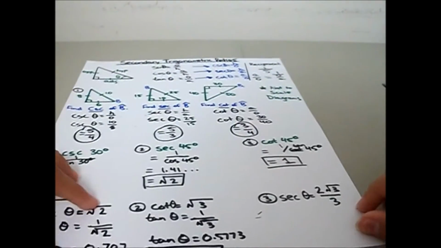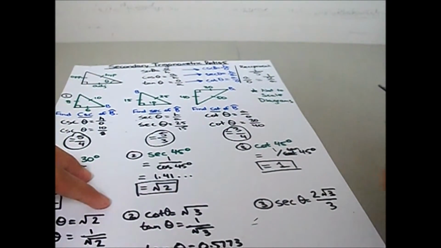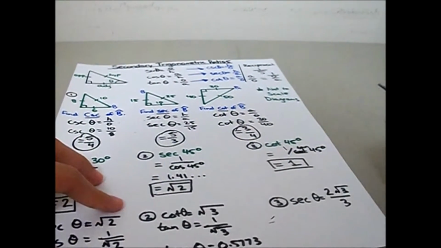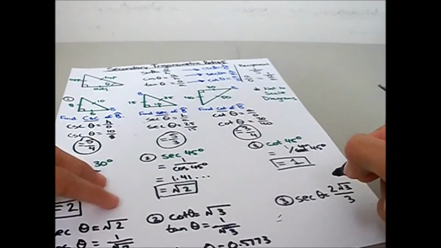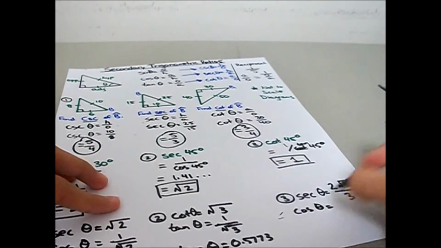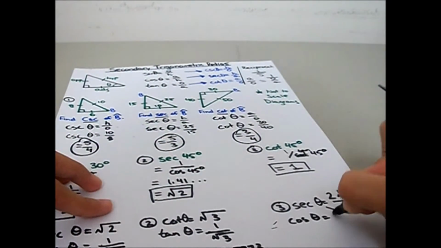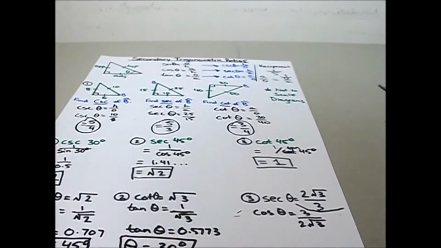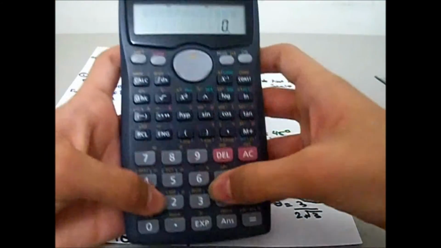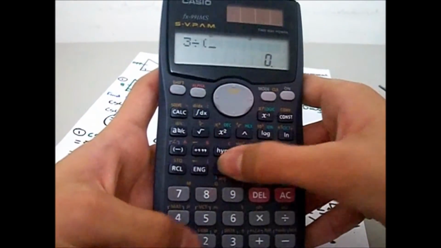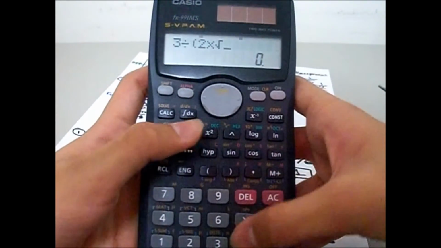And our last one. This may be a bit difficult. Secant of angle is equal to 2 times the square root of 3 over 3. Write its inverse, which is cos of angle equals 3 divided by 2 times square root of 3. Evaluate that. 3 divided by 2 times square root of 3.